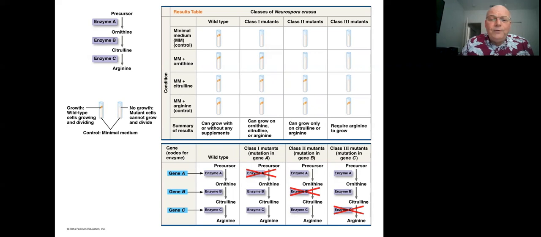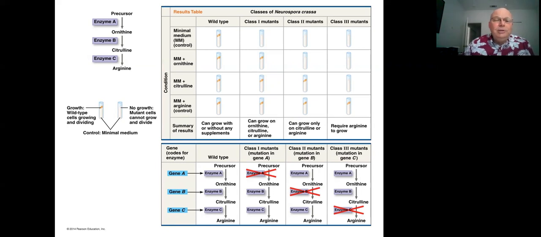So the first chemical reaction, precursor to ornithine, they assigned to enzyme A. They're just using random labels here. They don't know what the enzyme actually is, but they're just calling it enzyme A. Enzyme B then catalyzes the conversion of ornithine to citrulline. Enzyme C then catalyzes the conversion of citrulline to arginine.